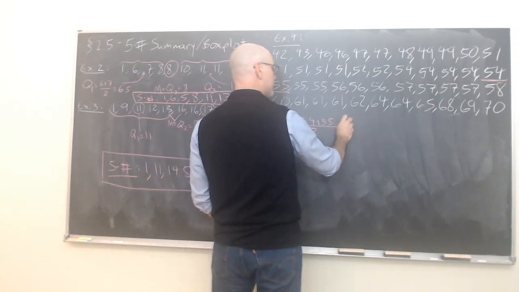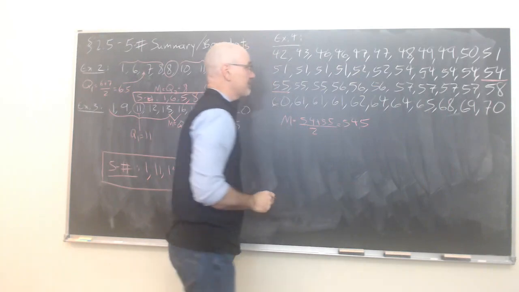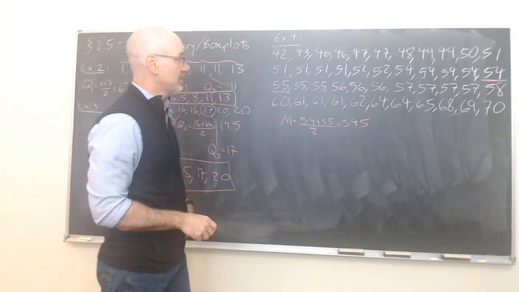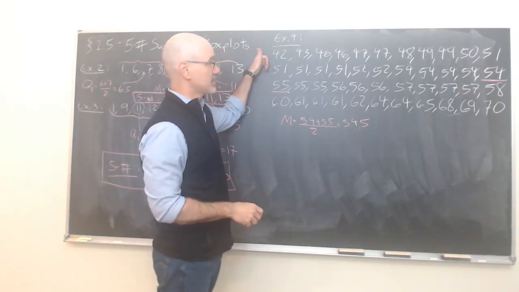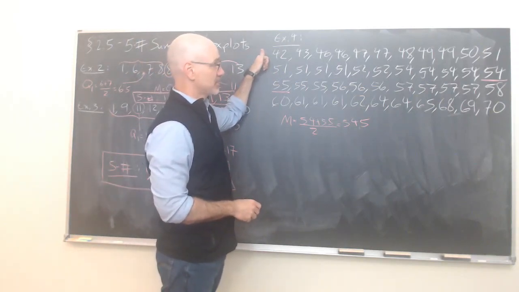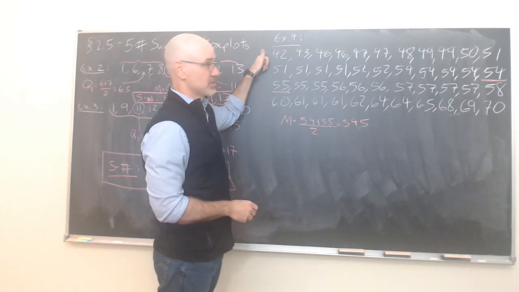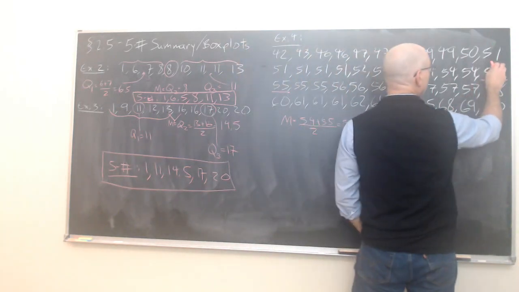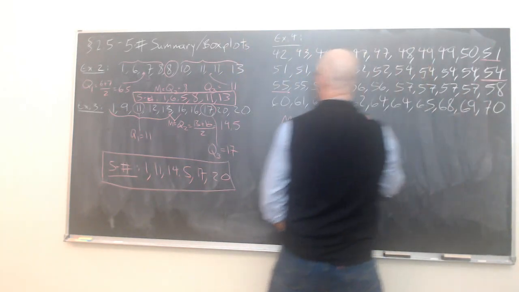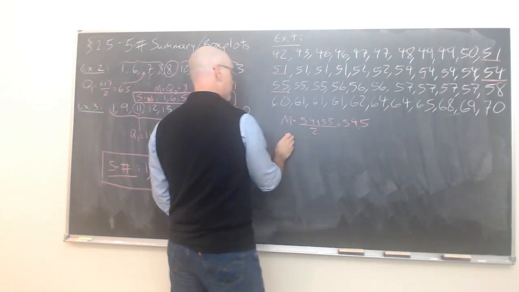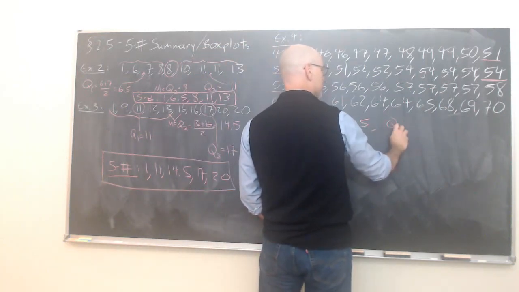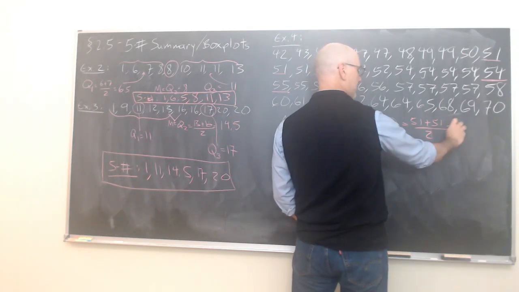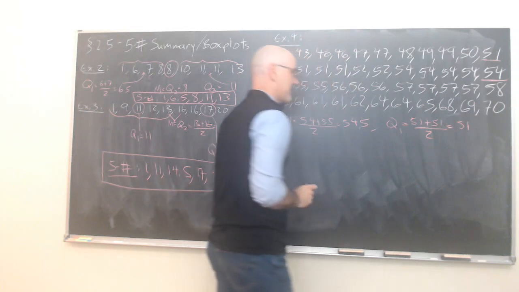So that's 54.5. And now the first quartile would be the median of the bottom 22. So that's going to be the average of positions 11 and 12, right? It's an even number, so it's the average of 51 and 51. Well, the average of 51 and 51 is just 51, but I'll do the calculation to emphasize what happened there.